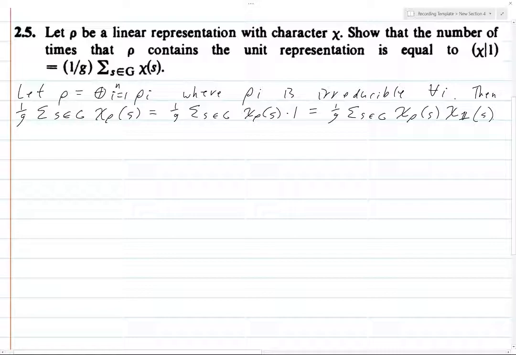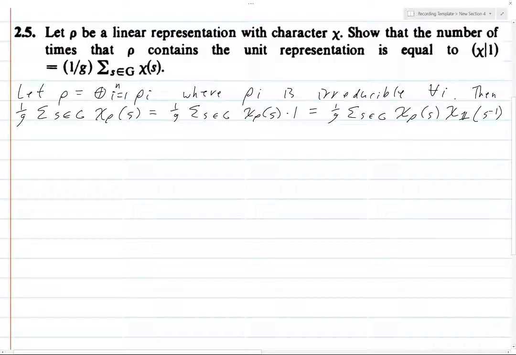Because for the trivial representation, you plug in any element of capital G, and you just get the identity transformation. And so that's just going to be the matrix given by 1 in there. And so of course the trace of this is 1. Yeah, it's just 1. That's what the unit representation is. You always get 1.